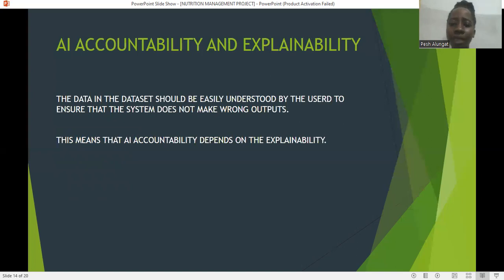So the AI accountability and explainability. The data in the dataset should be easily understood by the users to ensure that the system does not make wrong outputs. So if a user wrongly understands the system, the user is in position of making wrong use of the system, and thus it can result into harm of other people or more so. And who is accountable to the wrong output of this? Majorly the programmers, and also the system. We are going to make sure we get a legality through the laws for its existence. So also the law shall be accountable to this project.